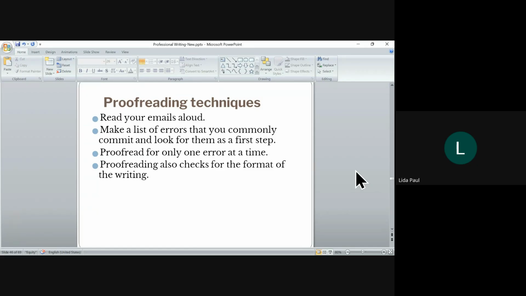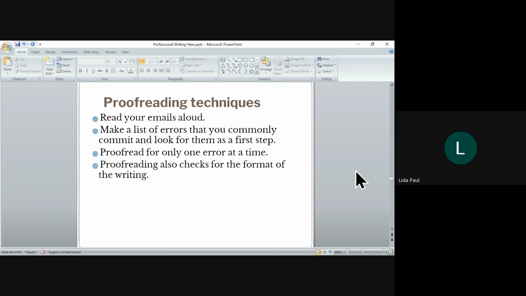Make a list of errors that you commonly commit and look for them as a first step. So you will know, right? If you have proofread any of your work before, you know what kind of mistakes you are more prone to, right? Some people are vulnerable to certain kinds of mistakes all the time. No matter how many times they try to correct it, some things are just so deeply etched in your mind that they don't go away. Some people have grammatical errors that they are now living with. It has become difficult for them to move past.